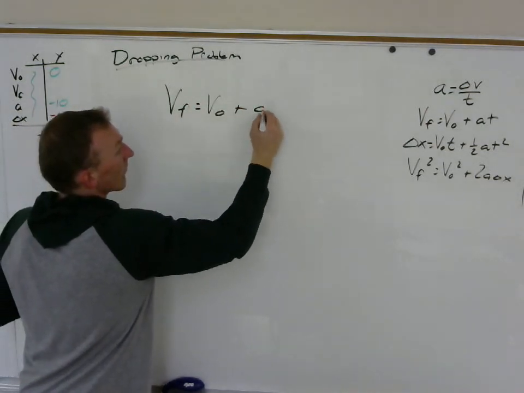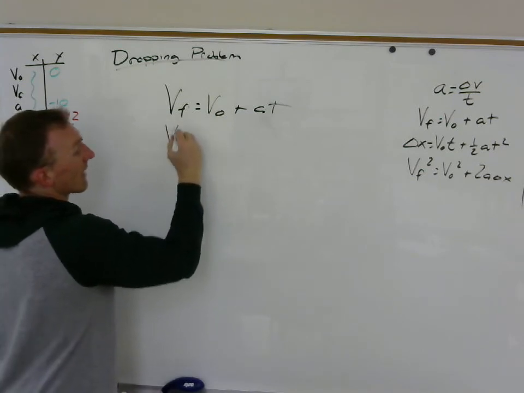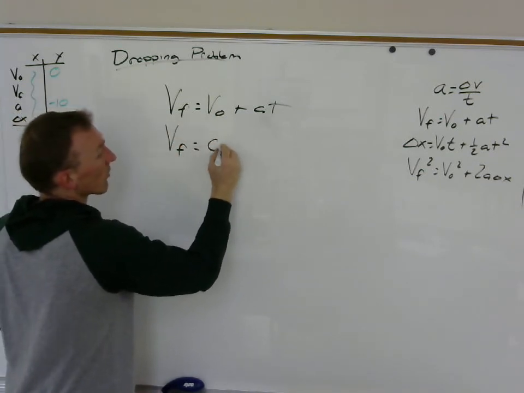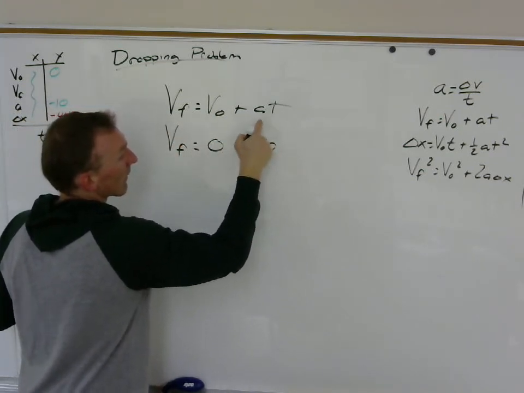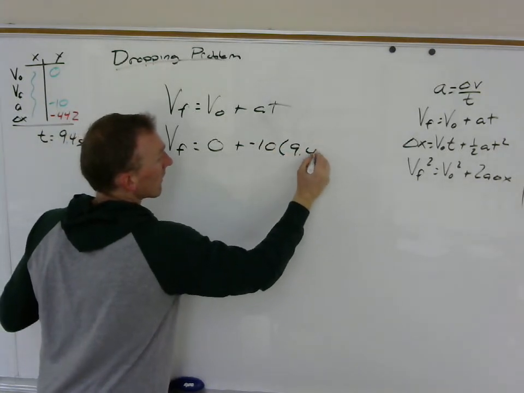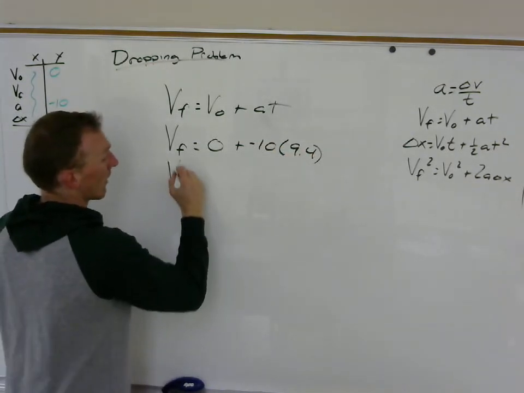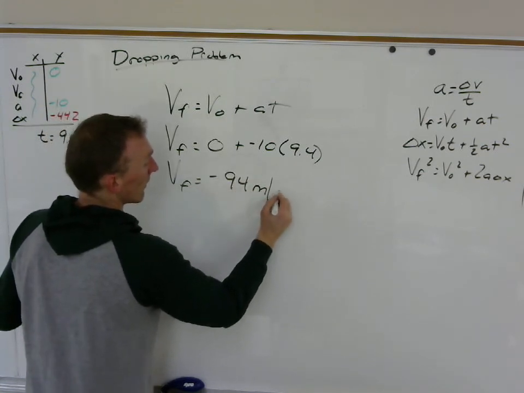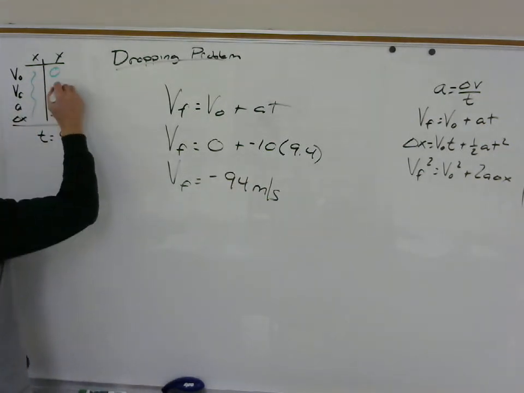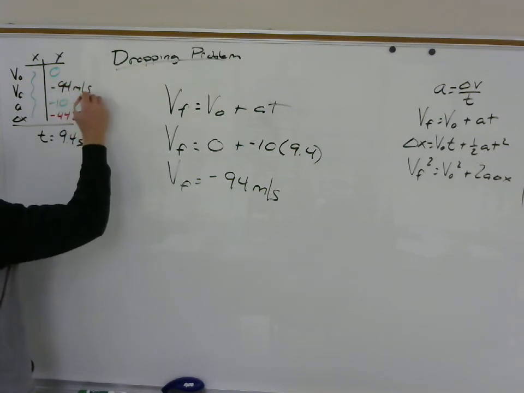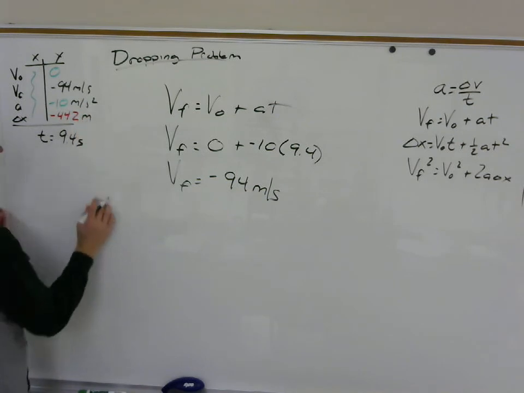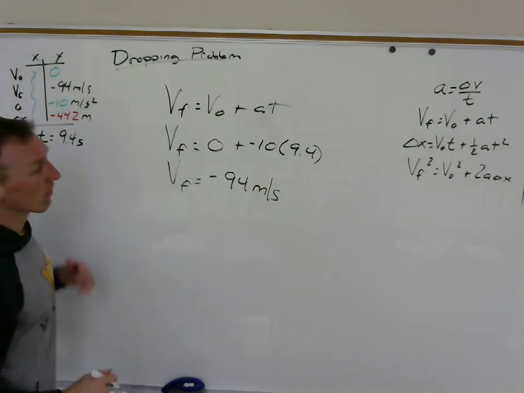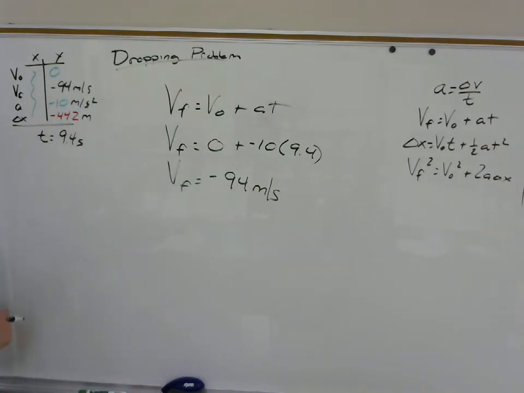All right, my final velocity, I don't know because that's what I'm solving for. My initial is 0. Negative 10 is my acceleration, and we just discovered that it was in the air for 9.4 seconds. My final velocity is negative 94 meters per second. And just meters per second, make sure we have the right units in our answers. That is important. So now we have everything filled in for this dropping problem.